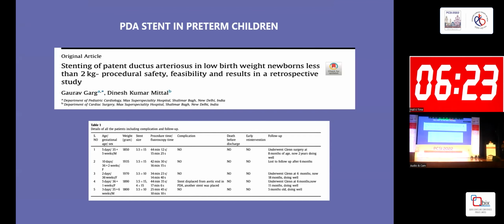The next common procedure which we do is PDA stenting. I took this article from a fellow of mine, Dr. Gaurav, and he has done around 5 PDAs in preterm kids. The important issues, I think, the steps are nearly the same. The technique is the same. The only thing is you've got to manipulate the catheters carefully so that you don't develop any complications. Stent displacement is the most dreaded complication, and you've got to be careful about it, although the principles remain the same.